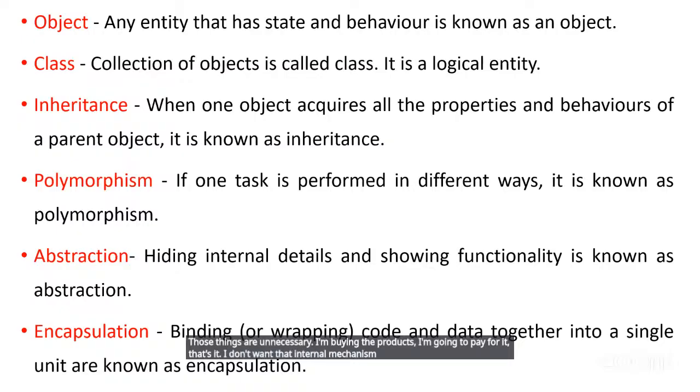I'm buying a car. Simply, I want to know how to use the car. I want to know what the gearbox is, what the ABC controls are, and how to put on the left indicator and right indicator. Only these things I know as the user. I don't know what is happening inside. So that is known as abstraction: showing only the essential details to the user and hiding all the unessential details from the user. Okay, so that is known as abstraction.